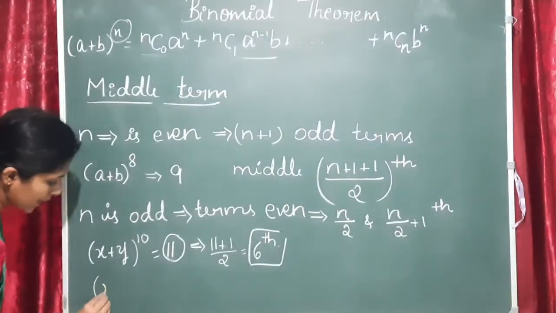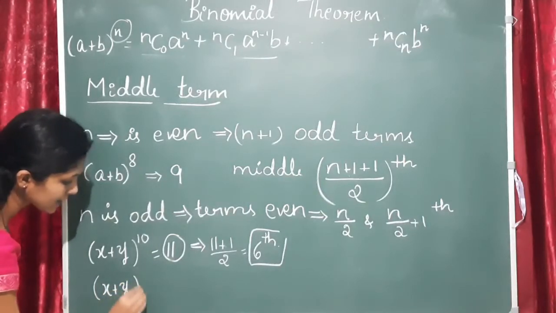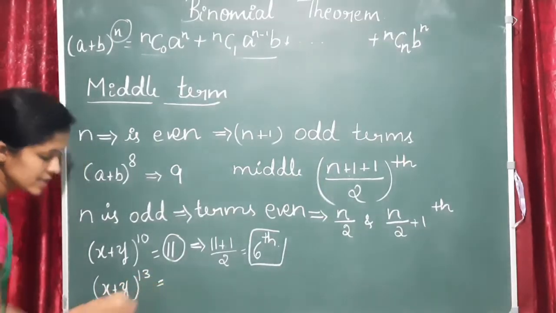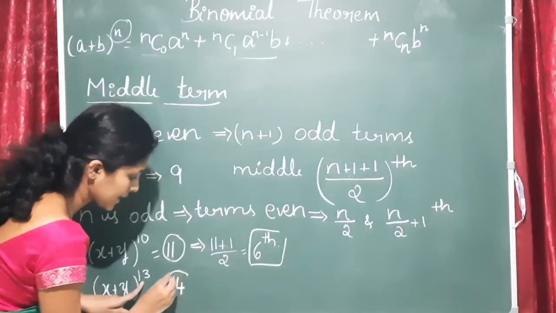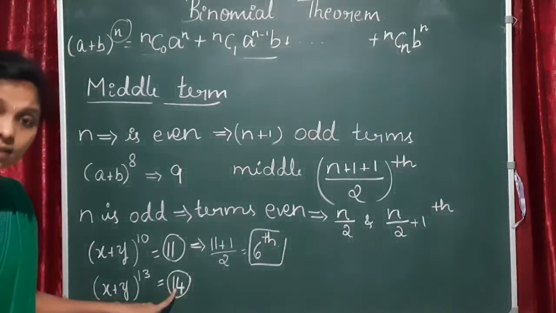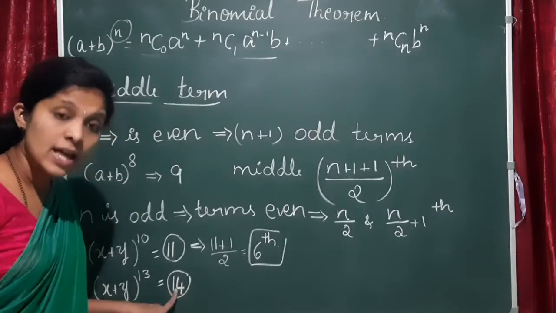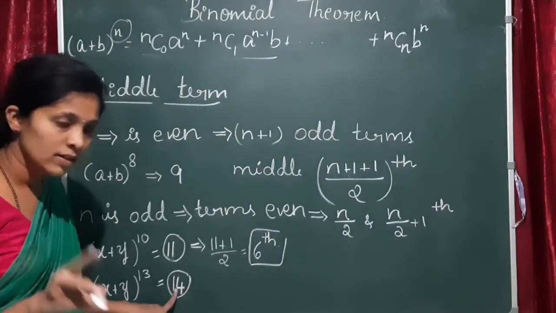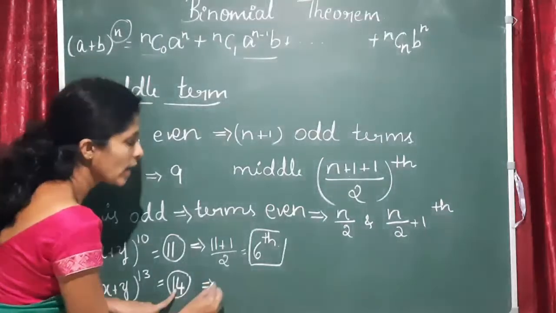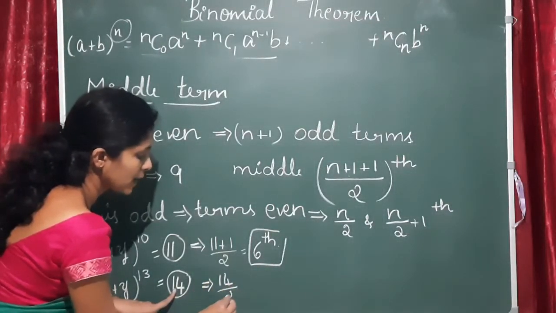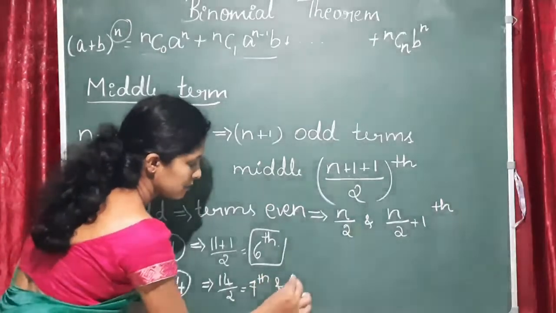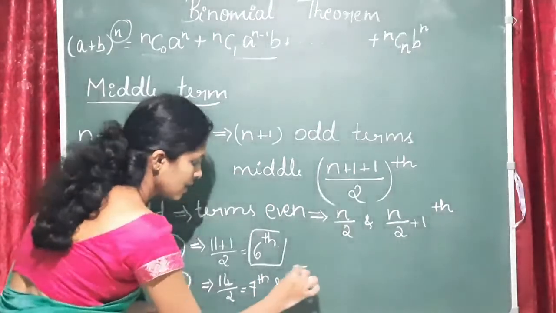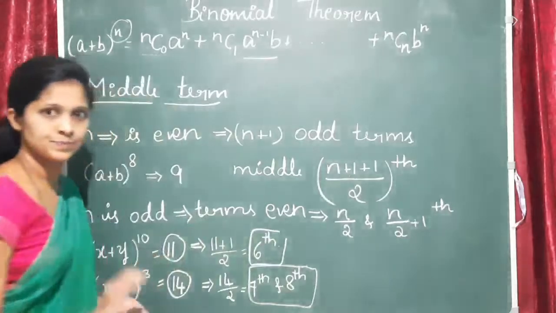Now, if it is (x plus y) whole to the power 13. Okay? Since the index is 13, the number of terms will be 14. Agreed? The number of terms is 14. Since 14 is an even number, there will be 2 middle terms. Right? What are the middle terms? n by 2 and n by 2 plus 1. So 14 by 2, it will be the 7th term and the 8th term. These are the 2 middle terms. Is it clear? So this is about the middle terms.